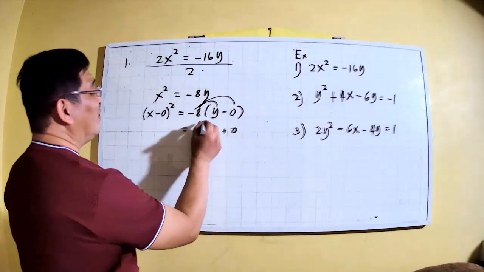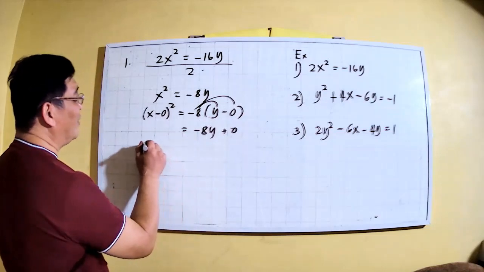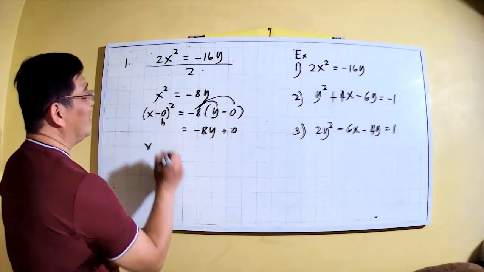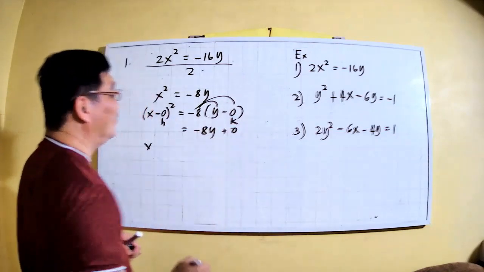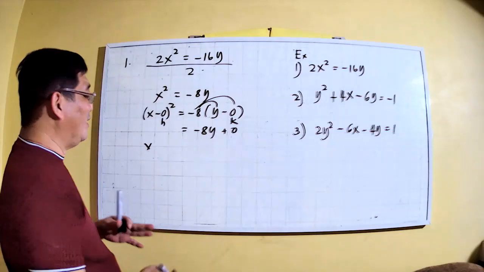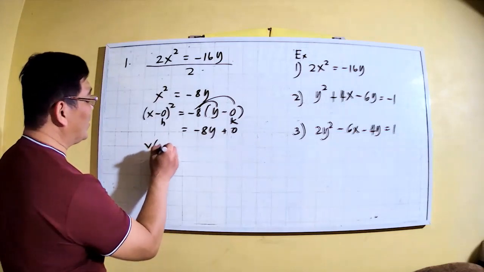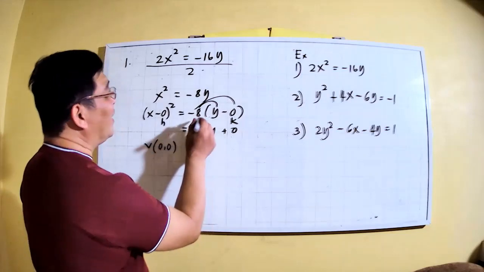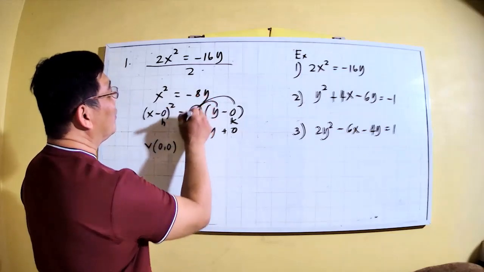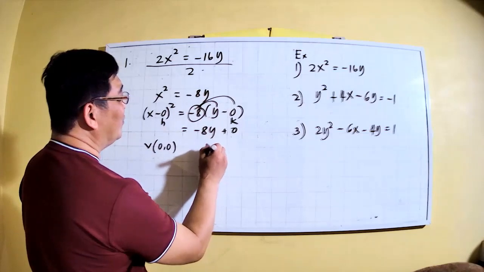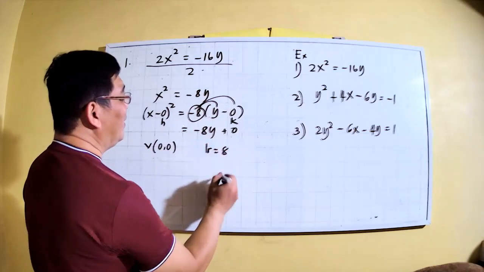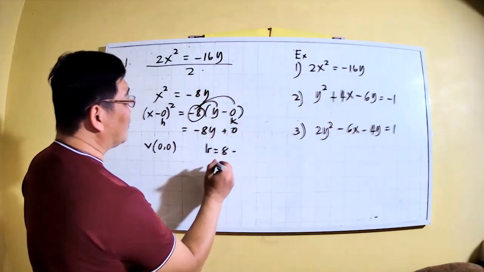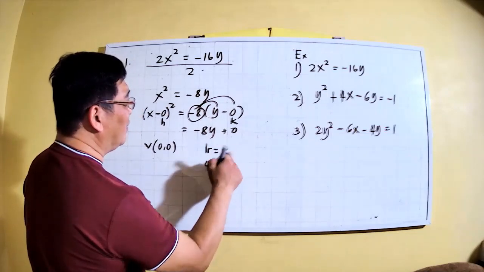So, ibig sabihin na yung vertex natin, yung vertex is at, di ba, ito yung h, ito yung k, dun sa standard form natin. So, therefore, yung h at k is at 0, 0. Ano yung c? C, dahil sabi natin, ito mismo yung latus rectum. So, latus rectum is equals to 8. And latus rectum is equals to 4c.